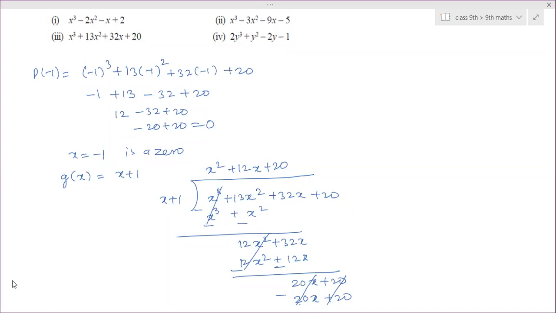Aditya, are you able to solve? I'm not getting your voice anytime. Have you solved the first three questions? Yes, ma'am. For the fourth question, I got the factors as y minus 1 into y plus 1 into 2y plus 1. Yes, right. Good. Ma'am, even I got the same answer.